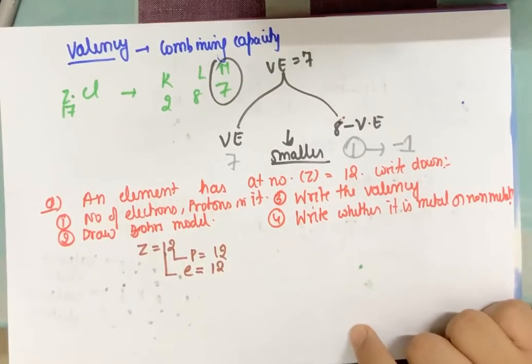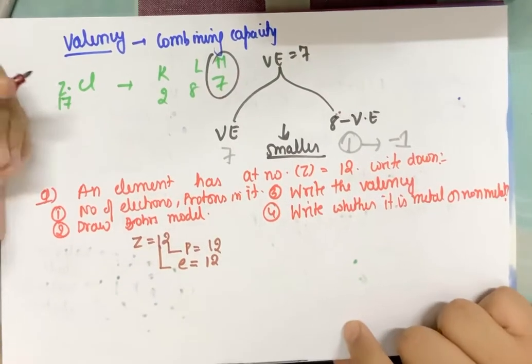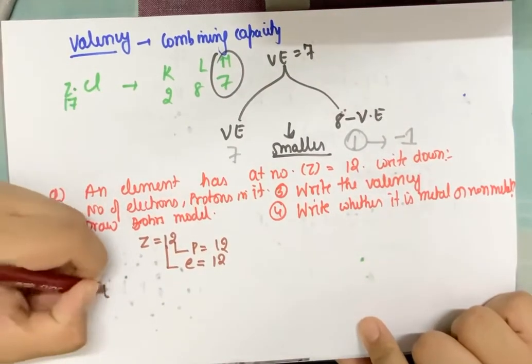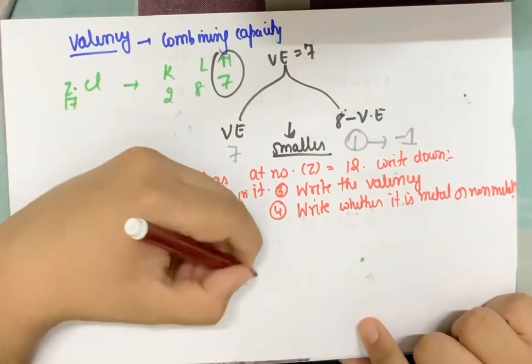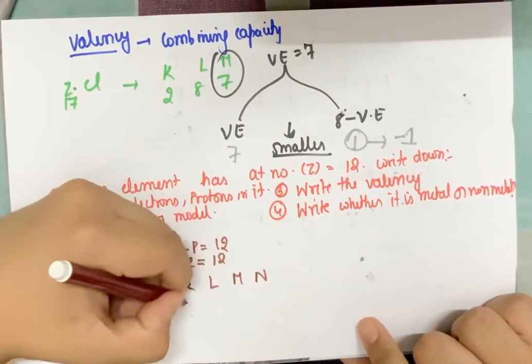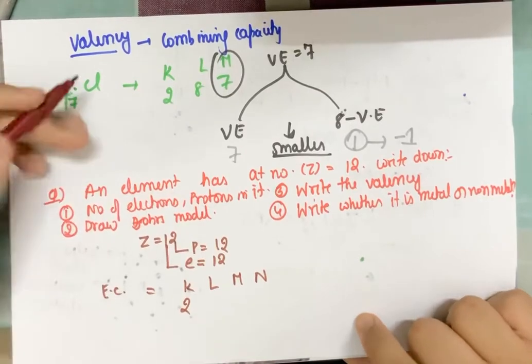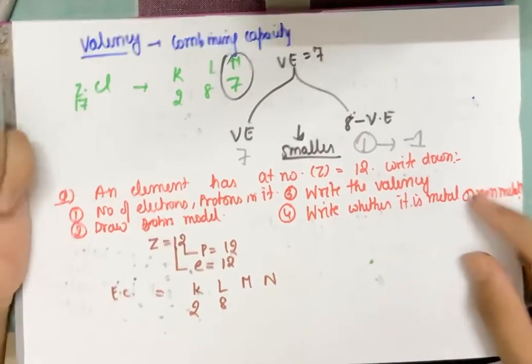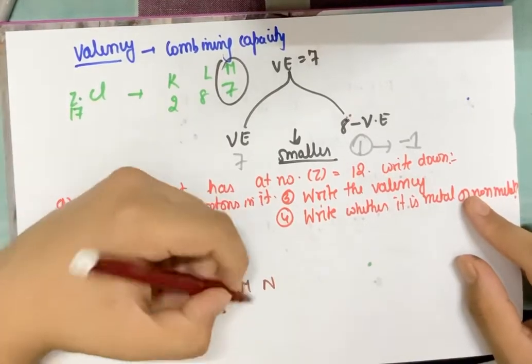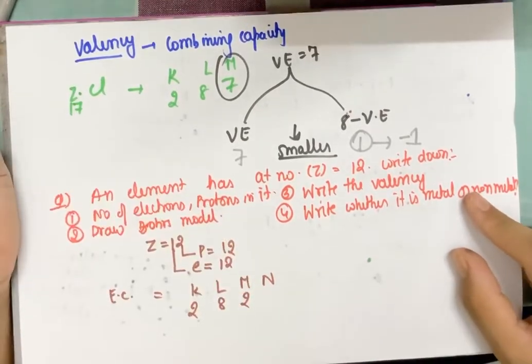Okay, first part done. So now I have to draw the Bohr's model for 12 electrons. So let me first write the electronic configuration. K, L, M, N. 12 में 2 go to the K, 2 K में चले गए, बचे कितने 10. 8 are there in L. L can accommodate maximum of 8, और बाकी 2 बचे वो M में डाल दिए हमने. So this is the electronic configuration.